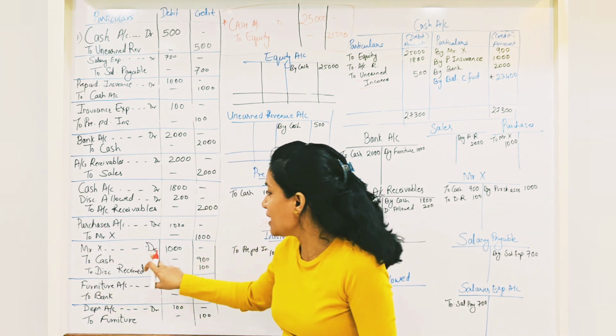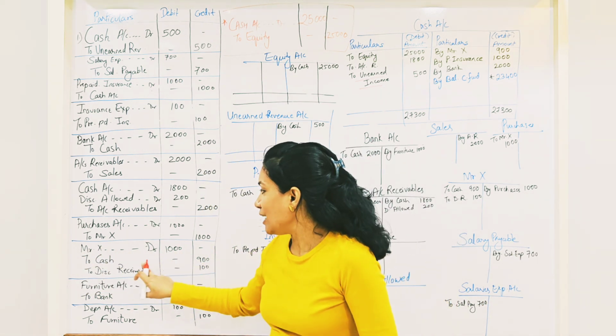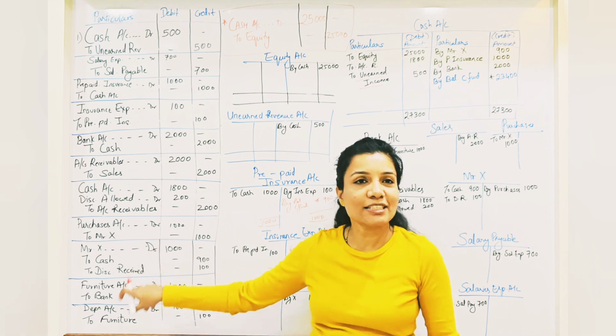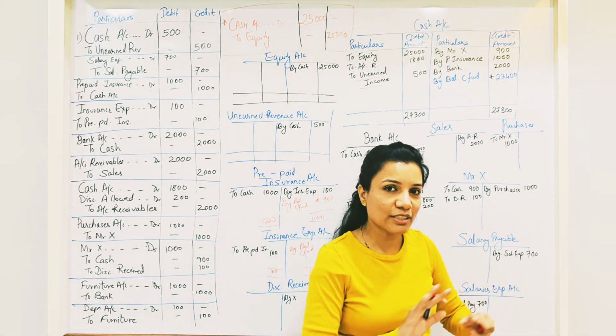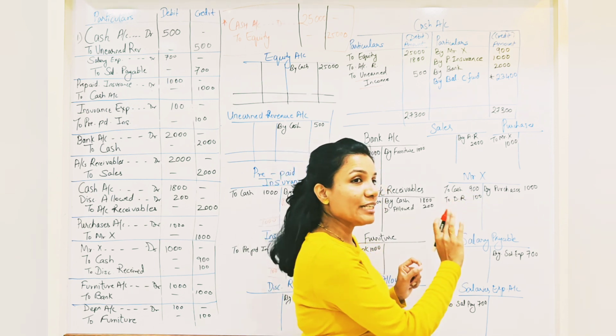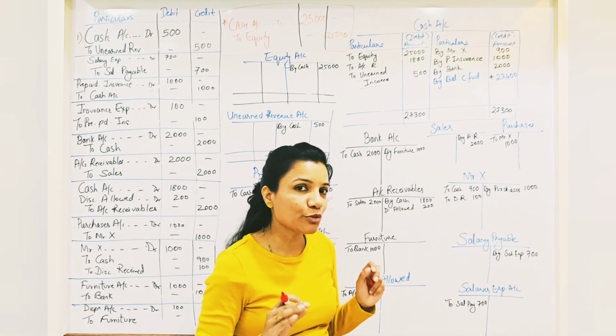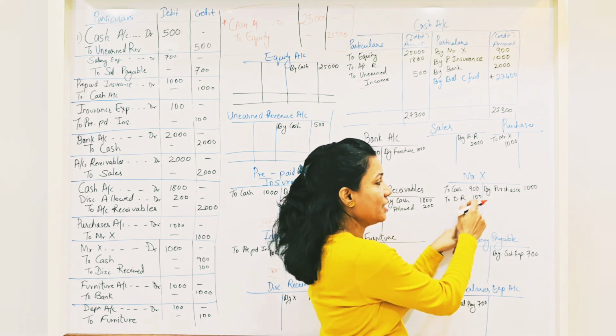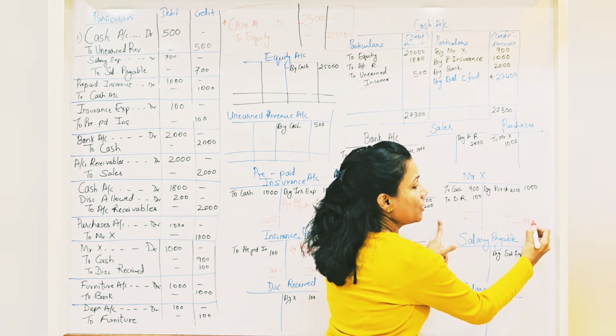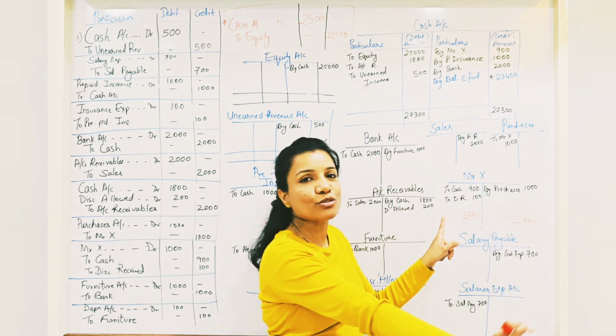Next one, Mr. X account debit 1000 to cash to discount received. So Mr. X is debited here now, debited with two things. I want to close his account, settle his account. So I paid only 900, but his account was settled, which means 100 rupees was discount. So debited with two things, cash 900 and discount received. This account gets closed here automatically. There is no balance to carry forward.